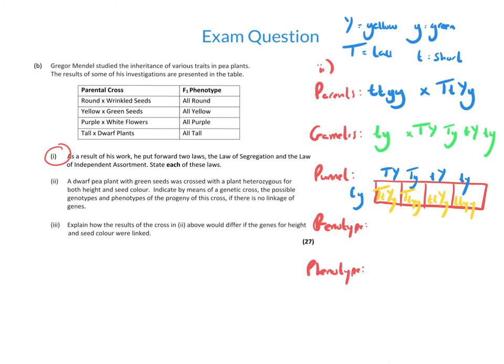Okay, so our genotypes: we have capital T, small t, capital Y, small y; capital T, small t, two small y's; two small t's, a capital Y and a small y; and two small t's and two small y's. So our phenotypes: this one here is going to be tall and yellow. The second one here is going to be tall and green. The third one is going to be short and yellow.